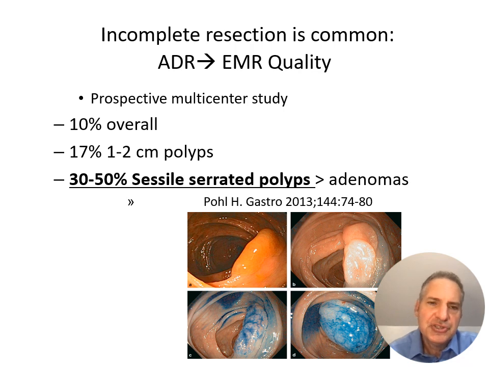Incomplete resection is common, and to maintain the effectiveness of colonoscopy in preventing colon cancer, we need to not only find polyps but remove them completely. For polyps that are increased in size to 1 to 2 centimeters, incomplete resection occurs in about 17% of resections. And for sessile serrated polyps, rates are even higher at 1/3 to 1/2 of all resections.